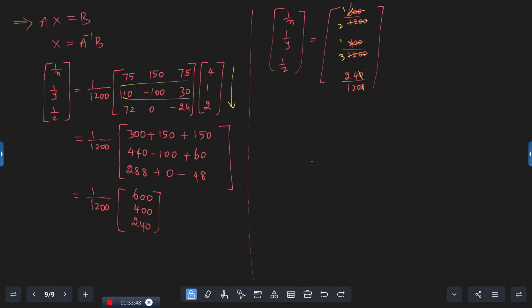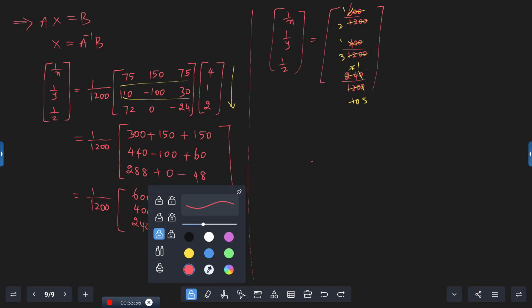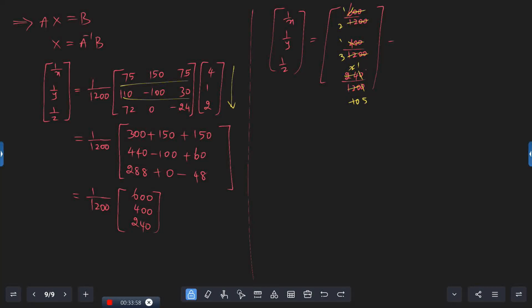That you can cancel, but 0 is there. Okay. 10 into 12, 2 into 12, 1 12, 5 times. So 5 times it will be coming. So which is equal to what I am getting here? Which is equal to 1 by 2, 1 by 3, 1 by 5.